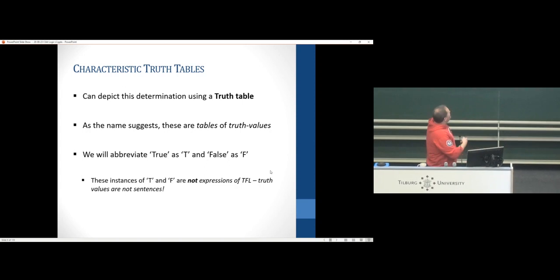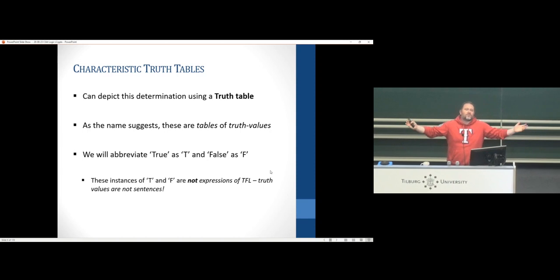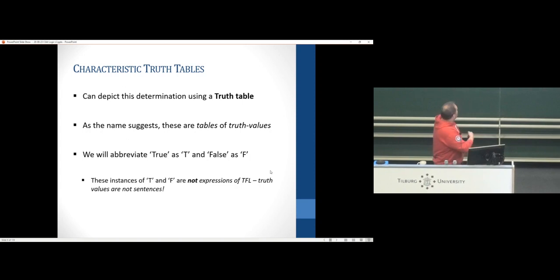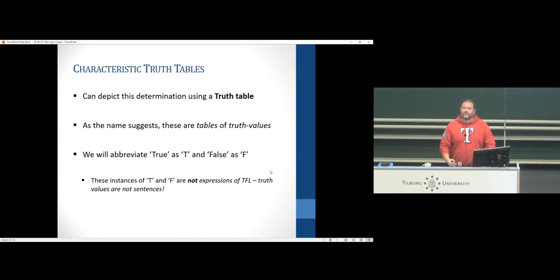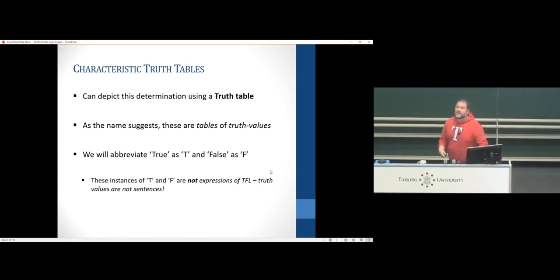And we're going to abbreviate the truth values as capital T's and capital F's. You could use ones and zeros if you want. You could use dots and dashes. I don't mind, as long as it's very clear which one is T and which one is F. Notably, the T's and the F's that we're using here are not expressions of TFL. They're ways for us to talk about the truth values. They're not TFL sentences. They're expressions in our meta language of augmented English. So it's a little bit easier to see an example of this.